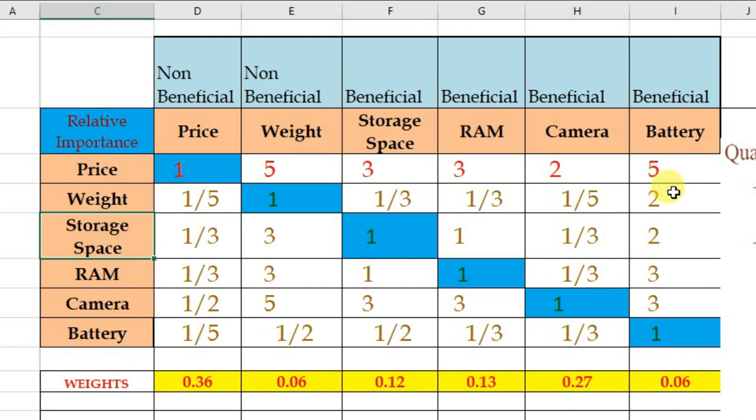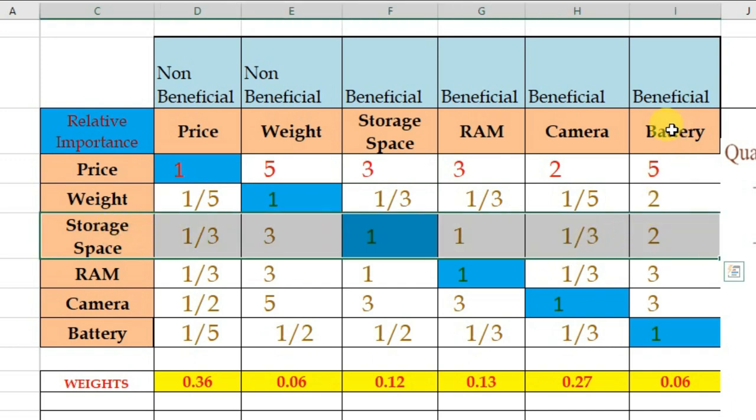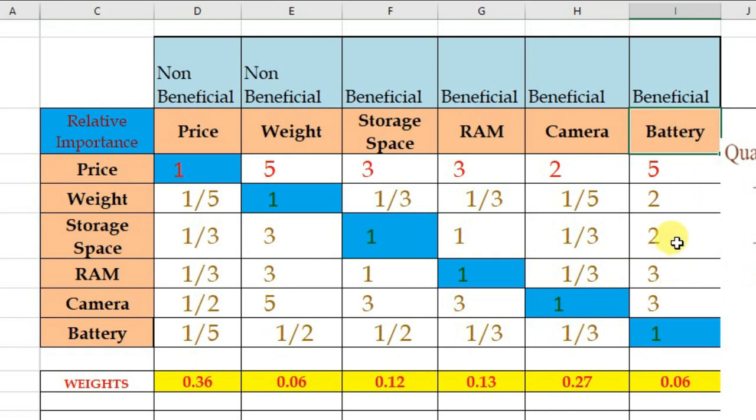Let us take one example, say storage space compared with battery. I want to give more weightage to the storage space as compared to battery, because battery can be charged at any time but storage space is more important. So that's why I give value 2, which is between 1 and 3. That means it is neither equal importance nor weak importance, it is an intermediate value between 1 and 3. So that's why I have assigned value 2 to the storage space as compared to battery.